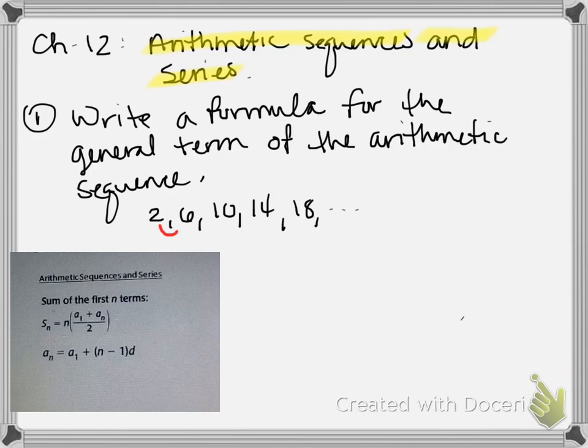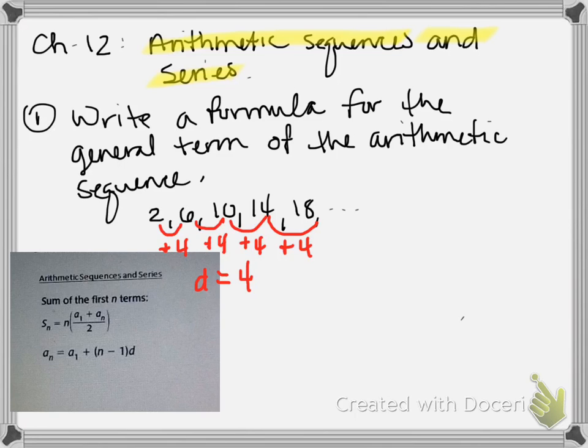And you can see that this sequence is arithmetic because 2 plus 4 would give me 6, 6 plus 4 would give me 10, 10 plus 4 would give me 14, and 14 plus 4 would give me 18. So in order to get the next term from the previous term, what I would do is add 4. That tells me something important for this problem, and that is d, my common difference, is 4.